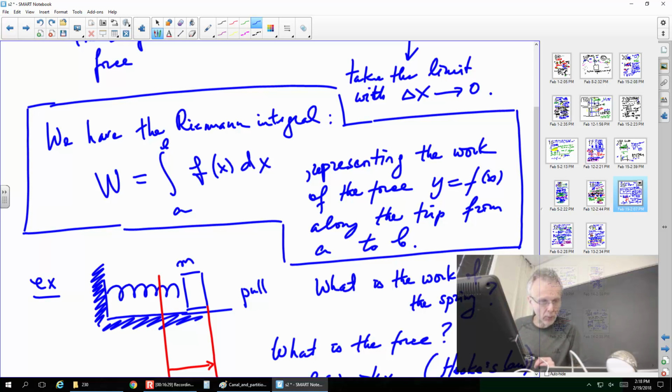Some things are more complicated. There is no formula. Some of the problems about work might be more challenging than that. So that's what I want to consider next.